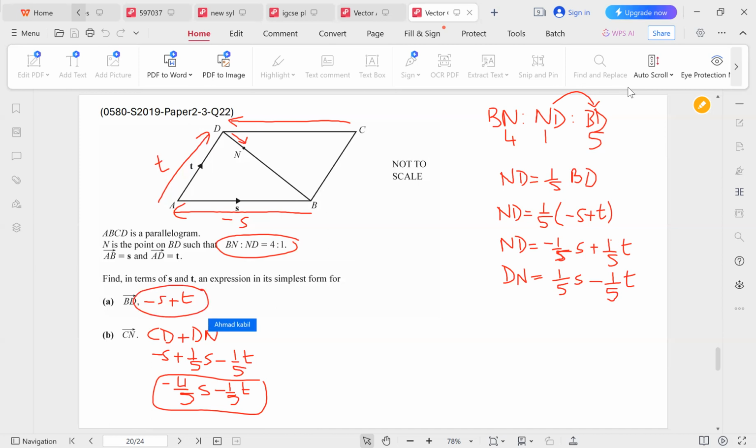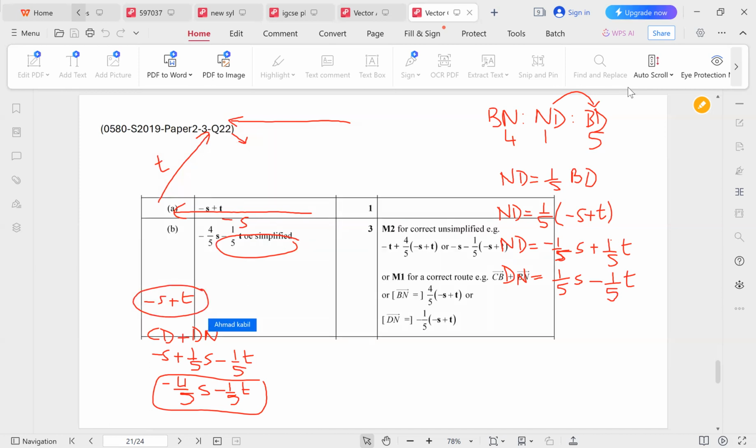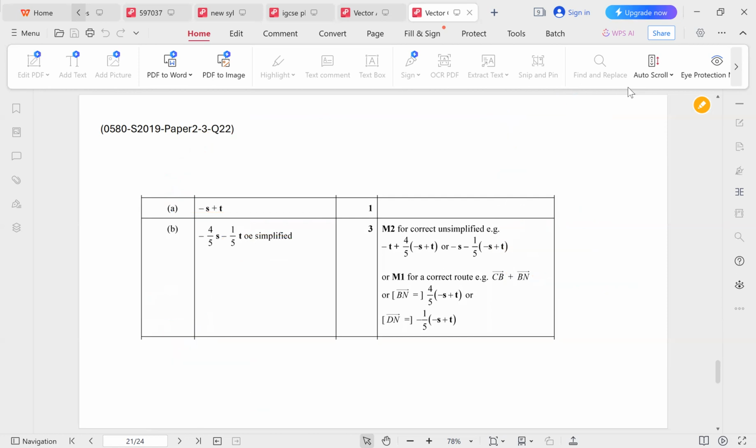Now that we've circled our final answers, let's check the marking scheme. So we have negative S plus T for the first one, and negative 4 over 5 S minus 1 over 5 T for the second one. So it seems we have solved this correctly.